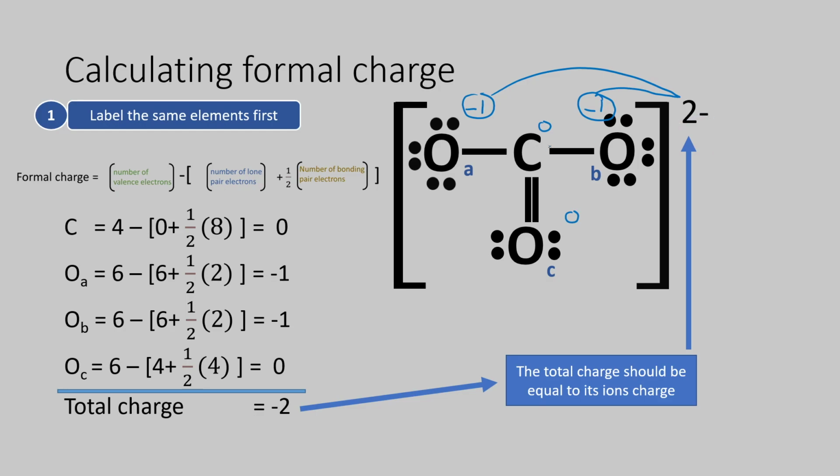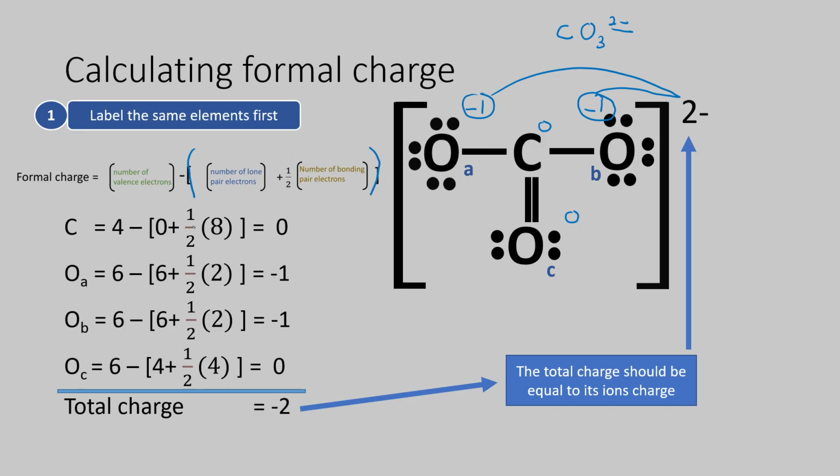Because we started with CO3 2 minus. So if you are asked to calculate formal charge, you calculate for all of them, and the total should always come back to the same. If you don't get it back, it means there's something wrong with your calculation. It's either you placed something wrongly, this or that, or you forgot the bracket. Okay, always remember the bracket. Okay, this bracket.